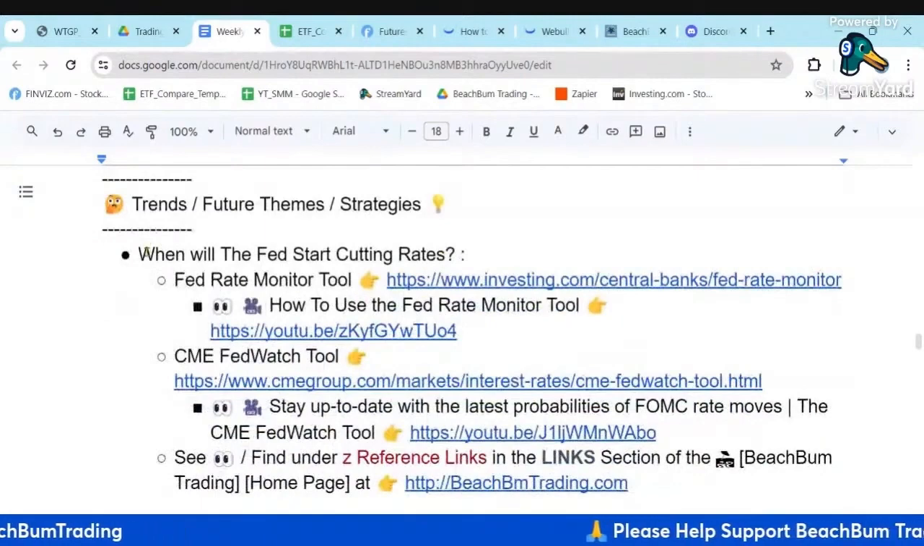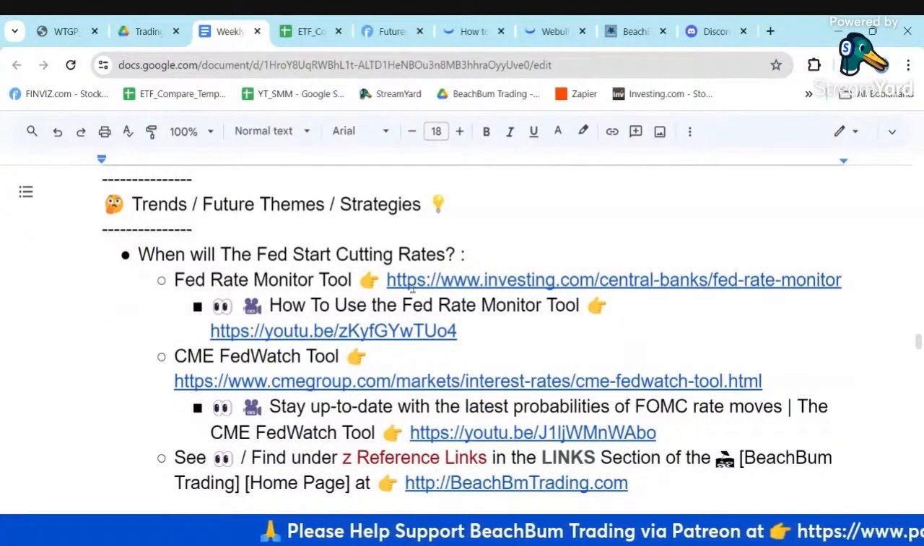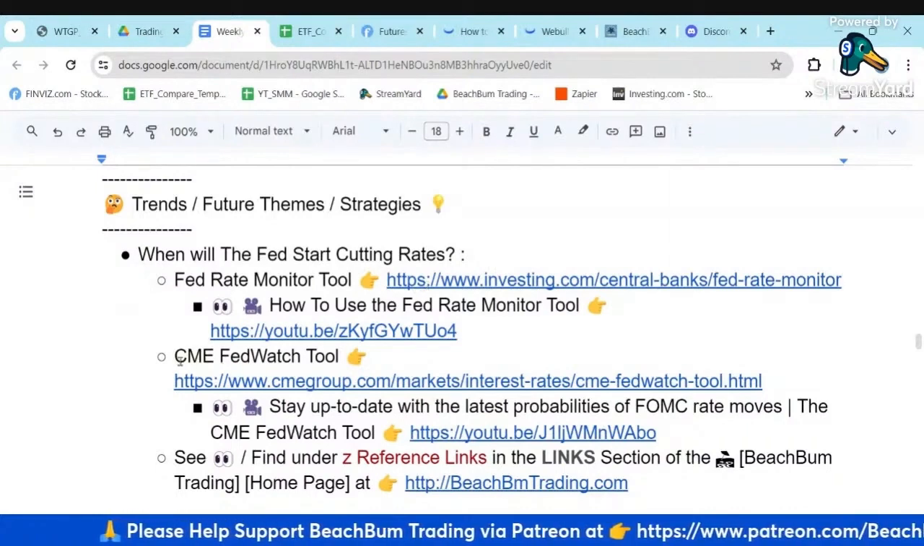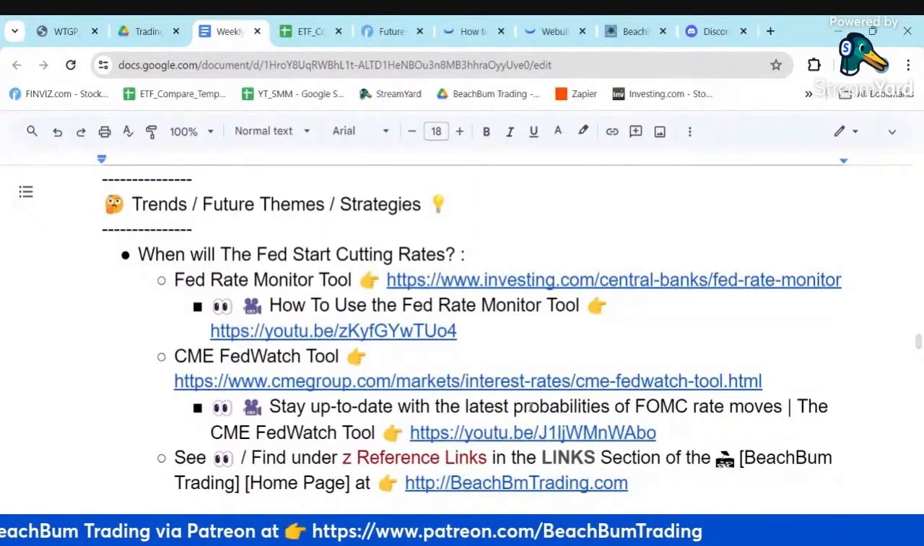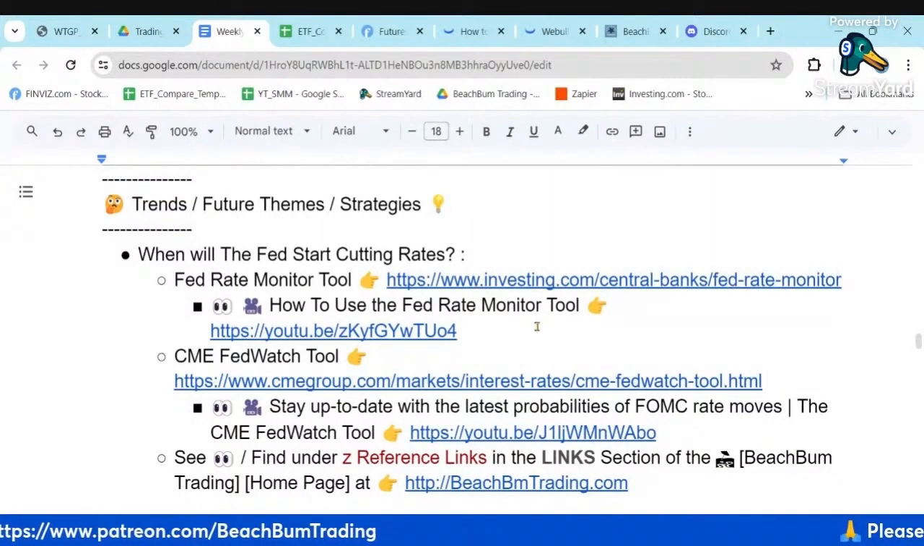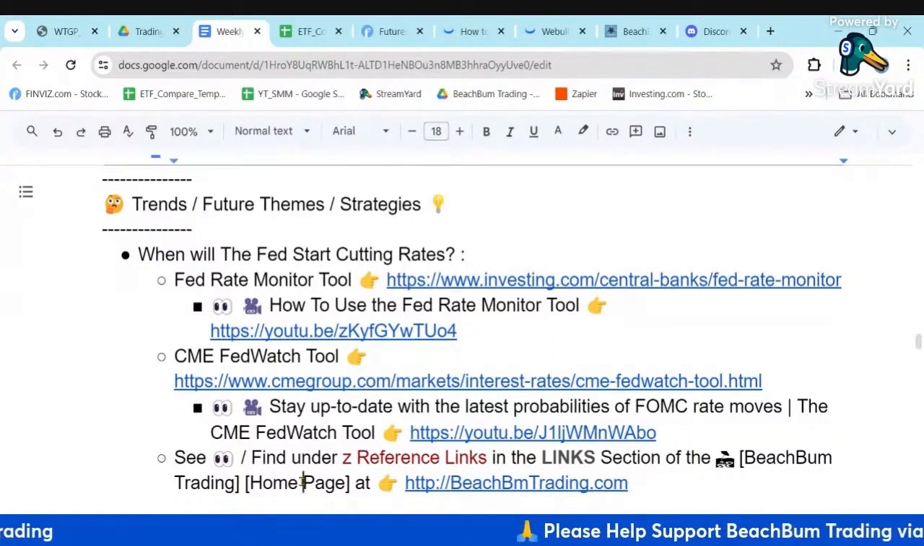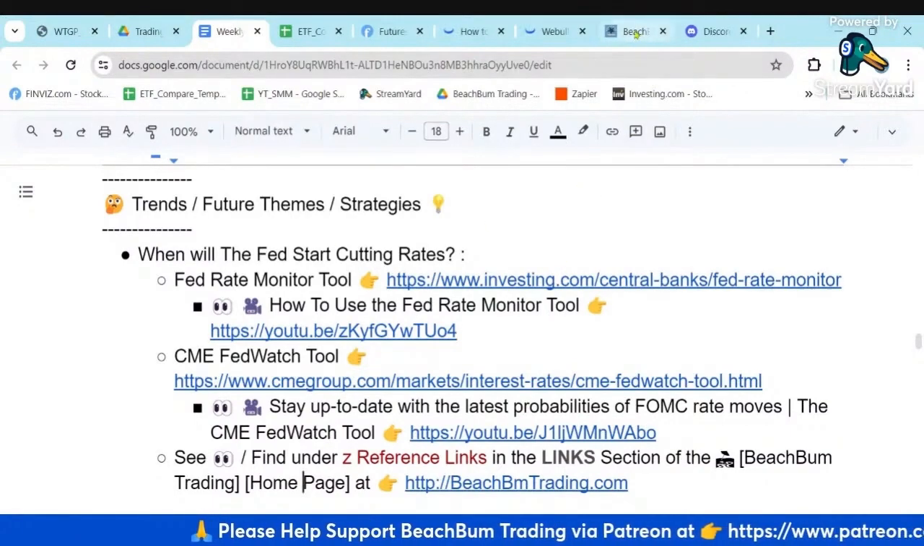Let's try to answer our question, when will the Fed start cutting rates? So we'll look at the Fed Rate Monitor tool and the CME Fed Watch tool to look at the various probability predictions as to what the Fed is going to do in their interest rate decision this week as well as going forward.